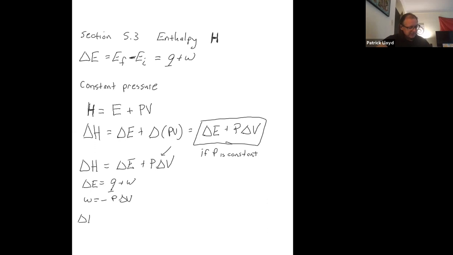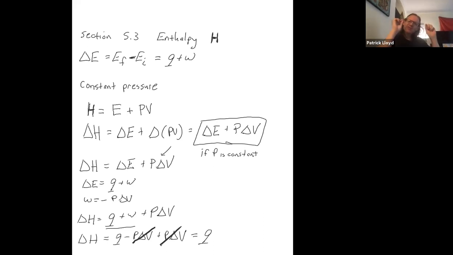So now delta H would be Q plus W plus P delta V, right? Because this is delta E. But now I'm going to substitute in for W minus P delta V. And then I'm going to add the P delta V from our definition of enthalpy. So now you have three terms here, but notice the second and the third terms. They are the opposites of each other. They're the negative. They are the anti of each other. So they actually add up to 0. And you just end up with Q.